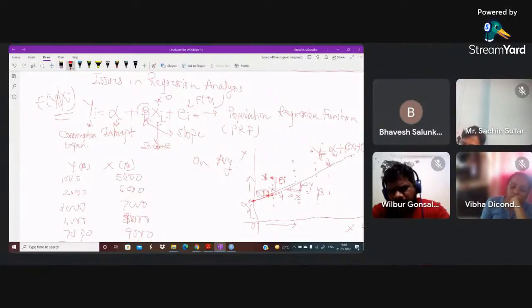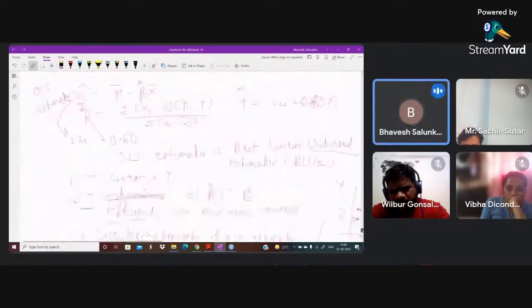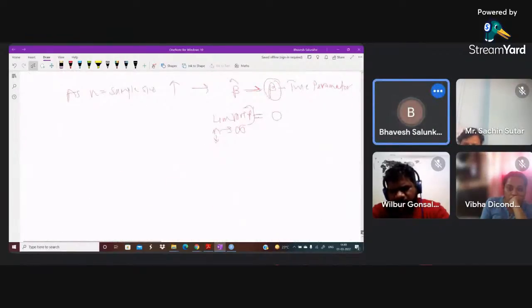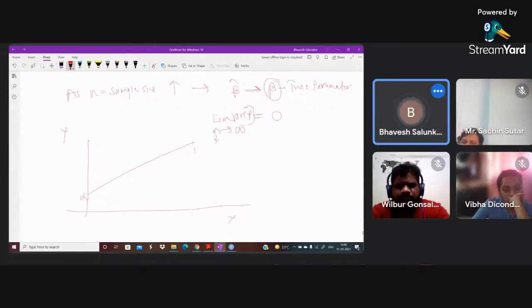Could you please redraw the diagram? It is not very clear. This one? Yeah. Okay, let me get some good space for that. So this is your X, this is Y, this is the population regression line, this is your alpha over here. Let's call this Y, and let's call this the expectation of Y given X, which is equal to alpha plus beta X_i, and this is the population regression function.